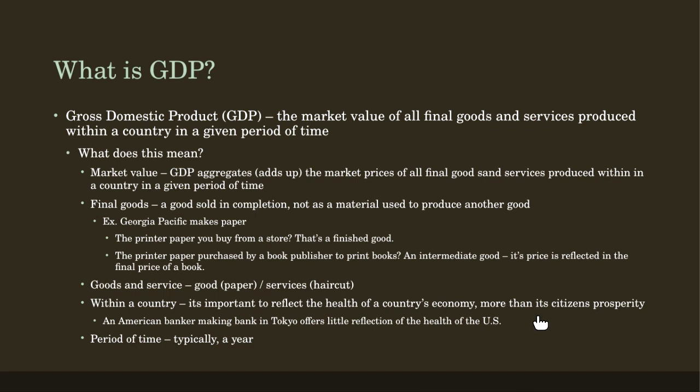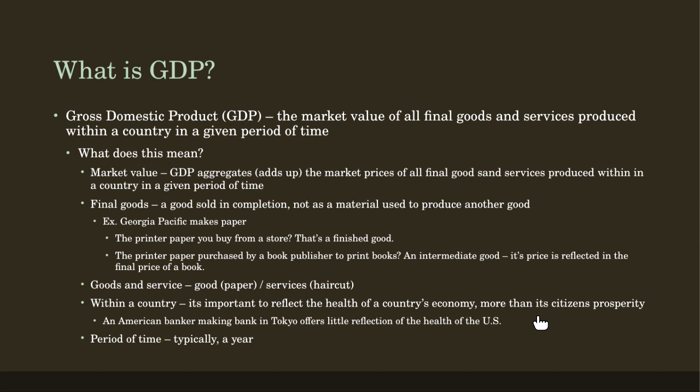So what is GDP? GDP is the gross domestic product, i.e., it's the market value of all final goods and services produced within a country in a given period of time. But let's break this down because we're not quite sure what this means, right? Like that's a lot of jargony words. Well, first off, let's think about market value.